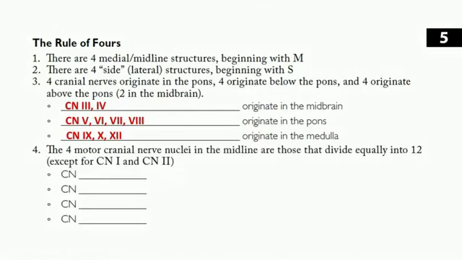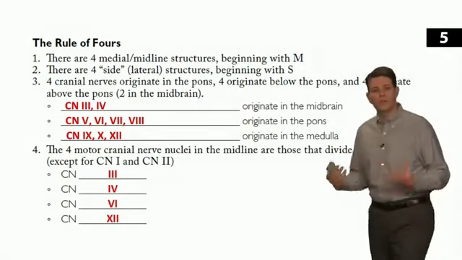And then the fourth rule is that the 4 motor cranial nerve nuclei in the midline are the ones that divide equally into 12, except for cranial nerves 1 and 2, because those nuclei aren't located in the brainstem. Remember, they're located in the forebrain. So the 4 cranial nerves that divide into 12 are cranial nerve 3, cranial nerve 4, cranial nerve 6, and cranial nerve 12. And again, those are all motor nuclei, and they're all medial or midline brainstem structures. So now you can see how the rule of 4 is useful.